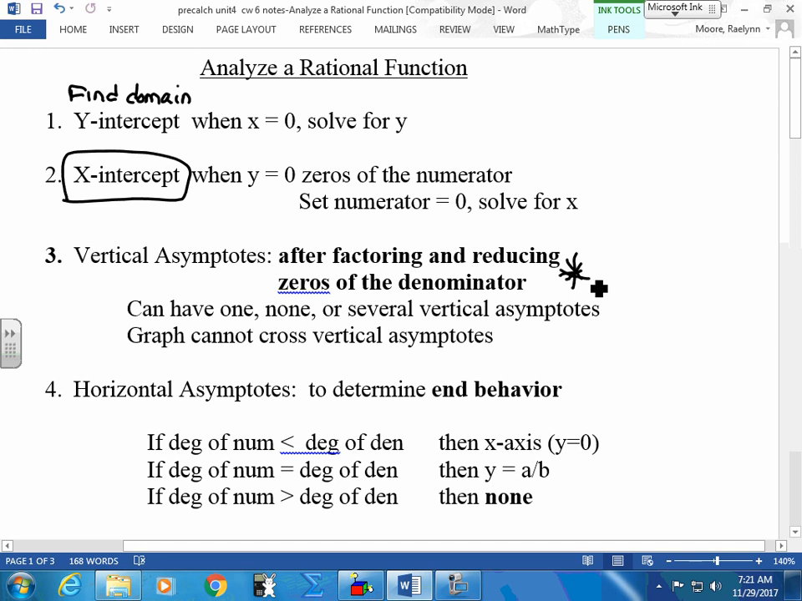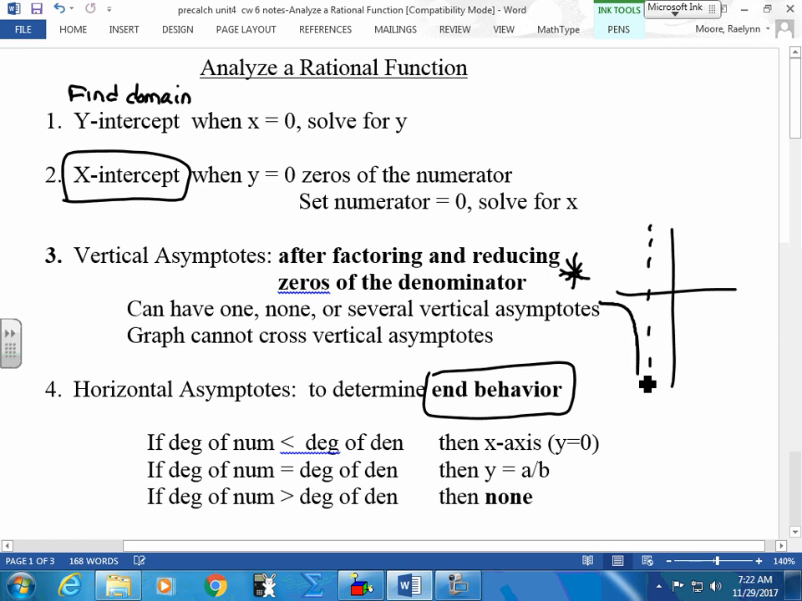You can have 1 vertical, no verticals, several verticals. Your function can never, never, never cross a vertical asymptote. Never cross it. Your horizontal asymptote determines your end behavior. Sometimes you have an asymptote here and you came along like this, and then it has to come back like this and go up here somewhere. Well, somewhere in here, there's a horizontal asymptote that also guides these end behaviors. We very lightly talked about this when you did that chart with the asymptotes. Sometimes we can spot it, sometimes we just follow the rules and you'll see it.